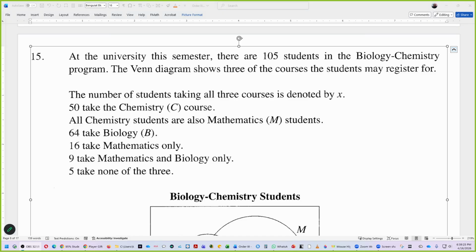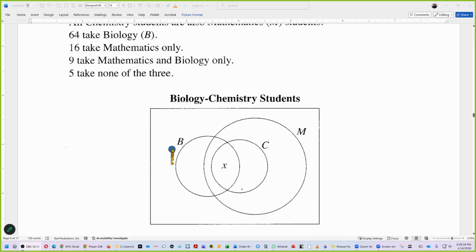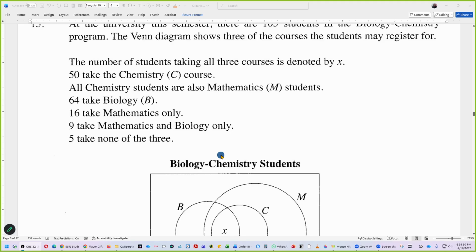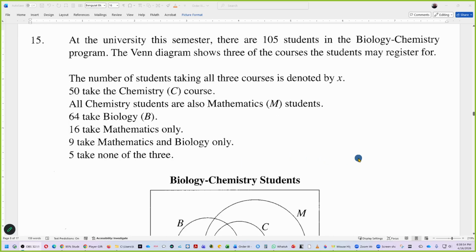Answer this. So we have this Venn diagram. It has three different sets. And this one has C, which happens to be chemistry, as a subset of math. That means everybody that does chemistry does math, because everyone in chemistry is inside math. Okay? So let's have a look at the information and see what we can do with this.